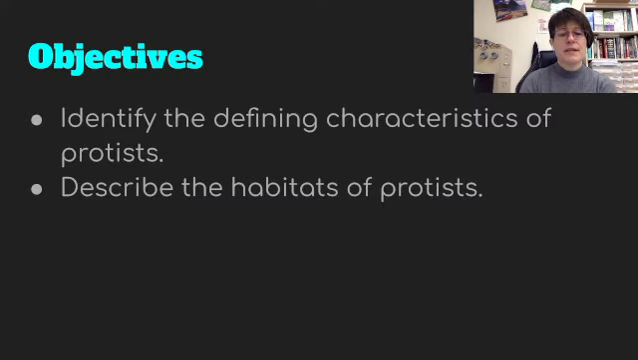So our objectives today were to identify the defining characteristics of protists and describe the habitats of protists.